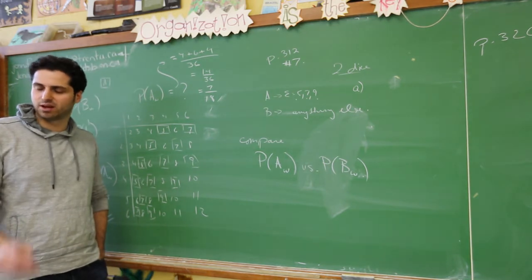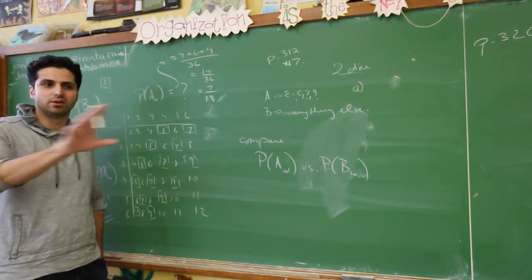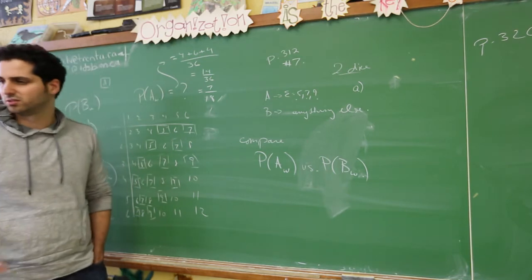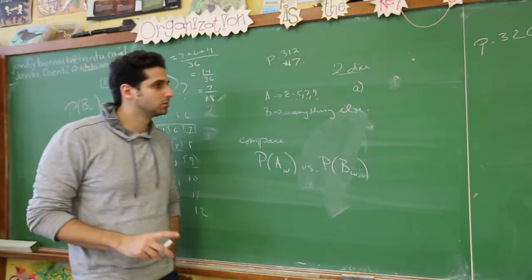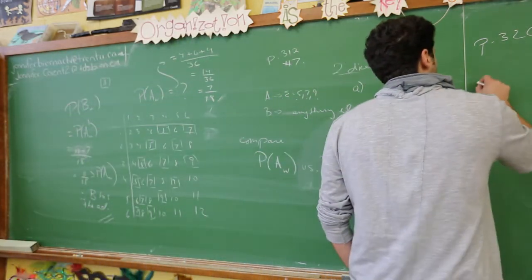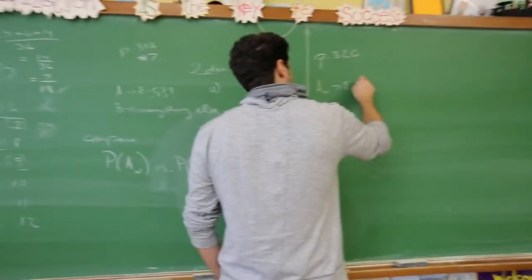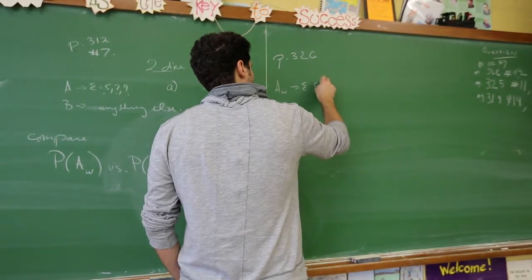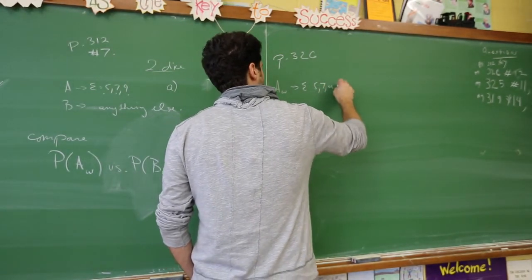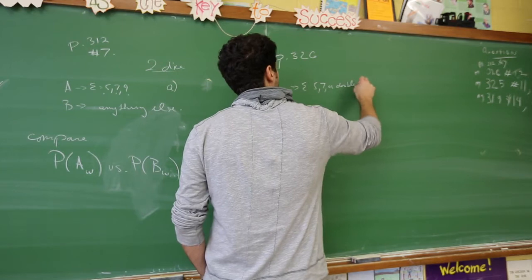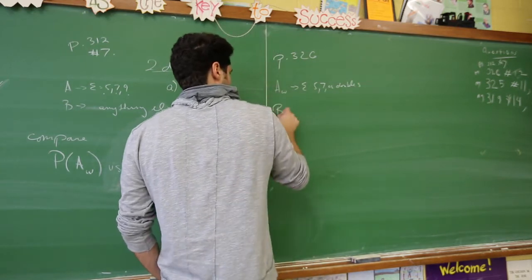Suppose the game is changed so that player A wins if 5, 7, or doubles, both dice showing the same number, are thrown. Hang on. 5, 7, or doubles. Okay, and B wins for everything else.